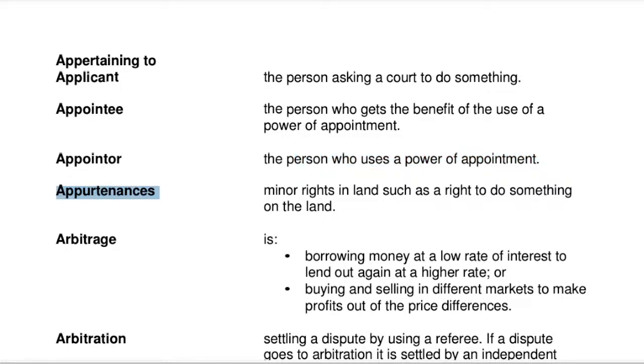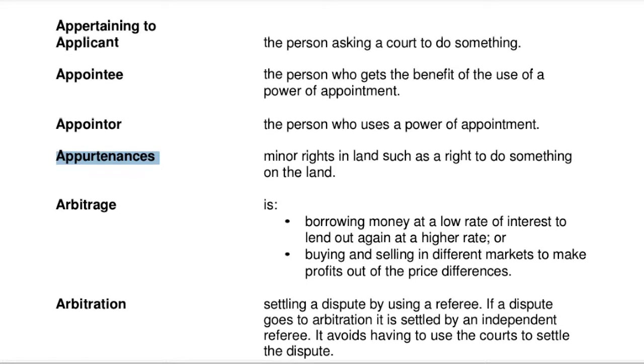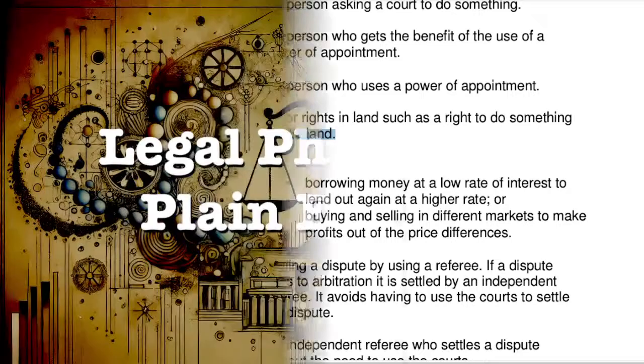Appurtenances. Minor rights in land, such as a right to do something on the land. Well, appurtenances, I think, are also attachments, aren't they? Appurtenances. Okay. Minor rights in land, such as a right to do something on the land. This is a little something we need to take a digression to Black's Law for this.